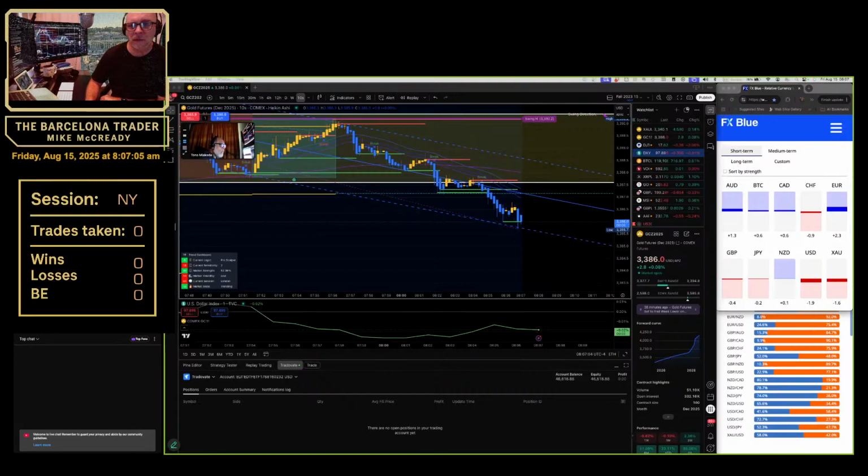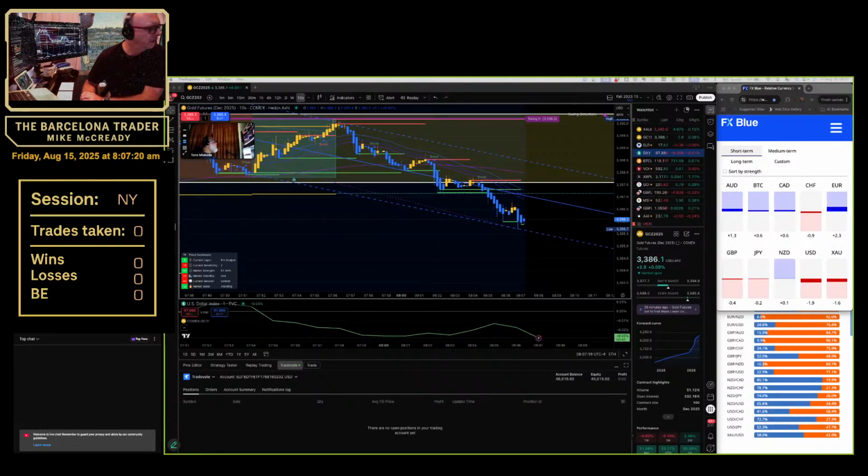I'm thinking about taking this. I don't know, it doesn't look like a bad idea. Let me see. I just don't see enough strength differential between the dollar and gold. That's the only thing giving me pause. We should probably wait for a better setup.